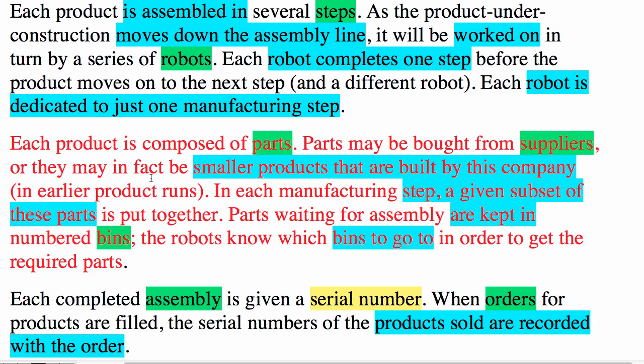We're going to do the part that's marked in red. It says each product is composed of parts. Parts may be bought from suppliers, or maybe smaller products that are built from this company. Let's think about this for a second. So a part can be a product. In fact, why don't we just say that all of the parts are indeed products?